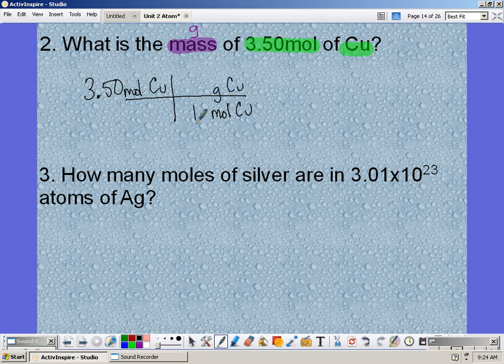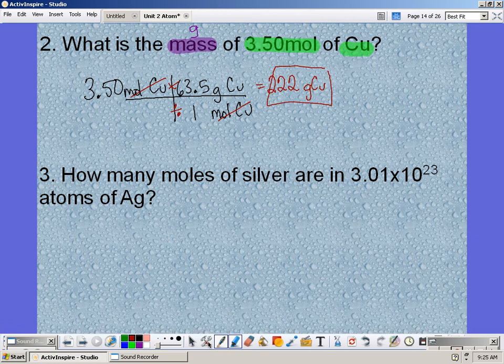1 always goes with mole. The molar mass of copper is 63.5. We're going to multiply and divide. When I do that, my unit mole cancels, leaving me with grams of copper. So then we would say 3.5 times 63.5 divided by 1. We need 3 significant figures, so that's 222 grams of copper.